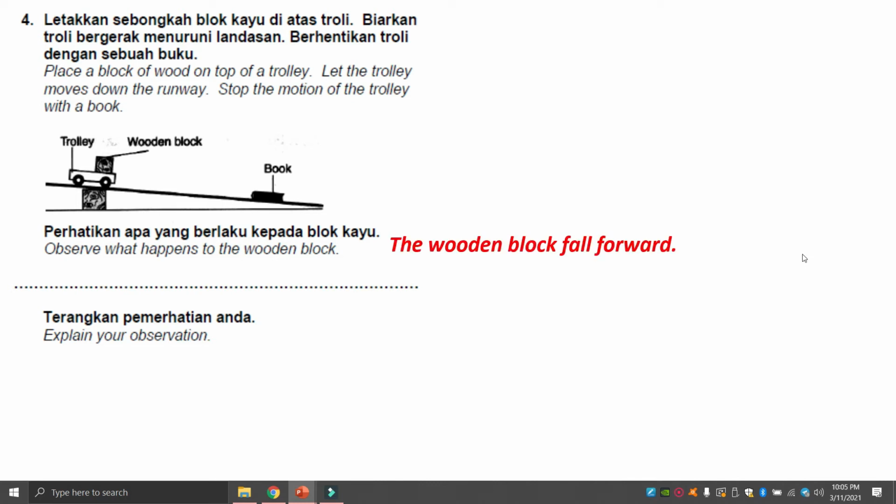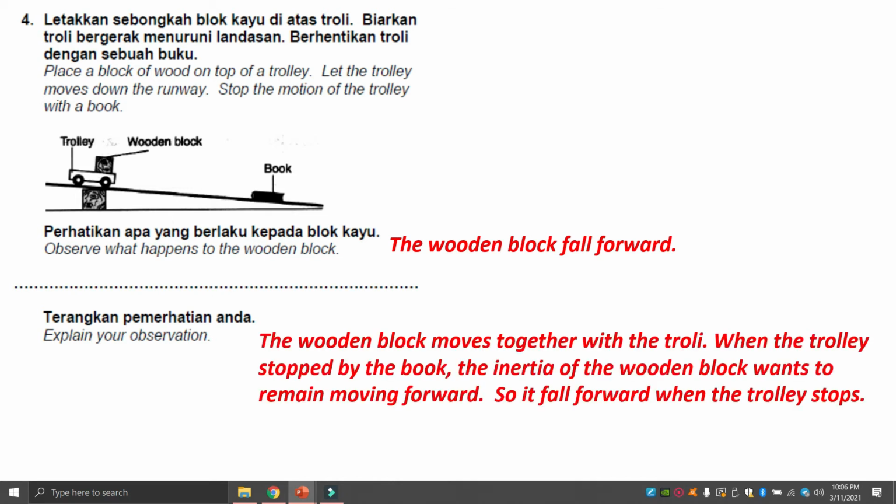Okay, so the wooden block falls forward. Explain your observation. The wooden block moves together with the trolley. When the trolley wants to stop, the inertia of the wooden block wants to remain moving forward. So it falls forward when the trolley stops. The book stops the trolley, and then the trolley stops.